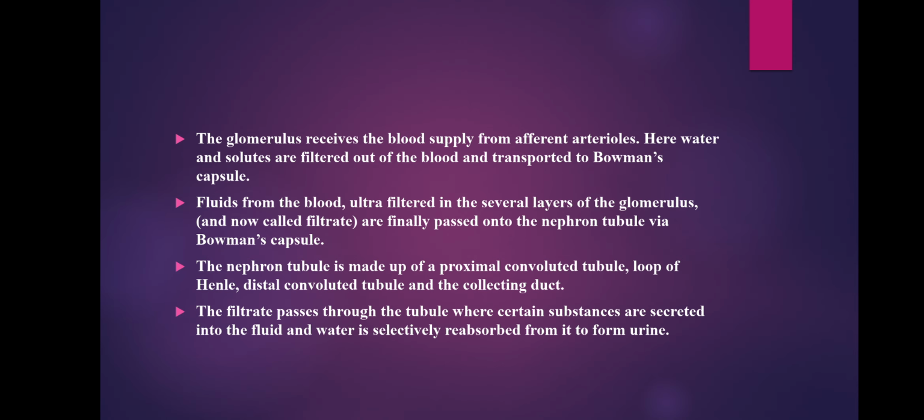The nephron tubule is made of the already known proximal convoluted tubule, loop of Henle, distal convoluted tubule and collecting duct. The filtrate passes through the tubule where certain substances are secreted into the fluid and water is selectively reabsorbed from it to form urine.